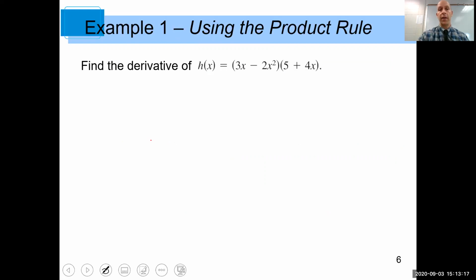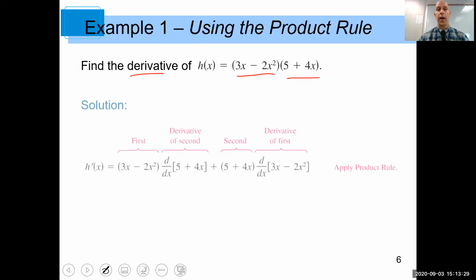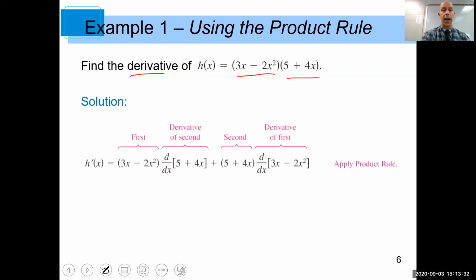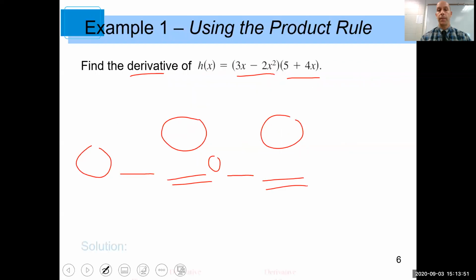So let's say we wanted to find the derivative of h of x, which I have written here as a product. If I'm going to do that, I could use our rule right back here. This is the product rule. To find h prime, which is what we're trying to do, we're going to do f times g prime, that's the derivative of the second function, plus the second function times the derivative of the first. This is the product rule that we saw on the last slide.